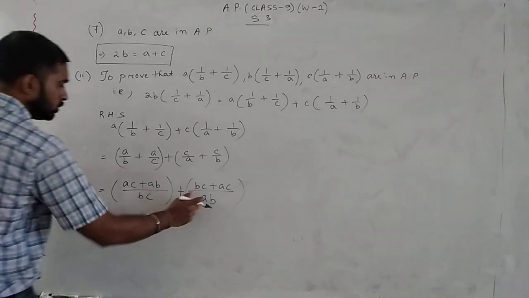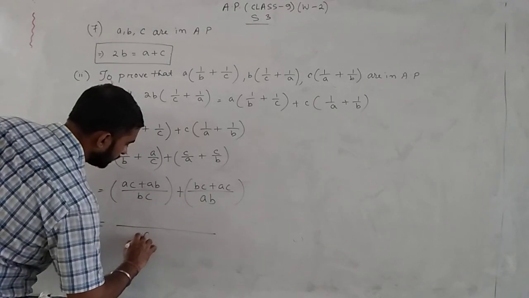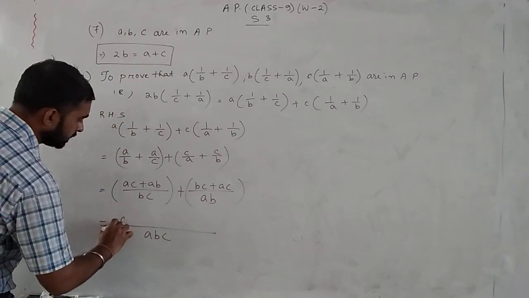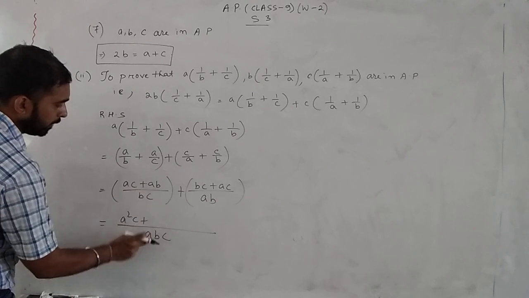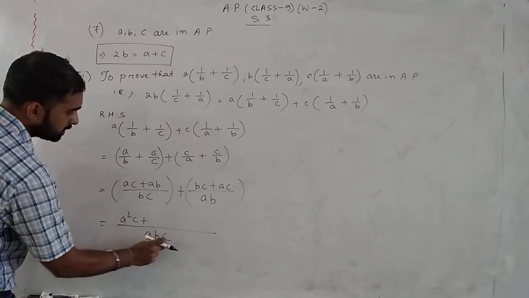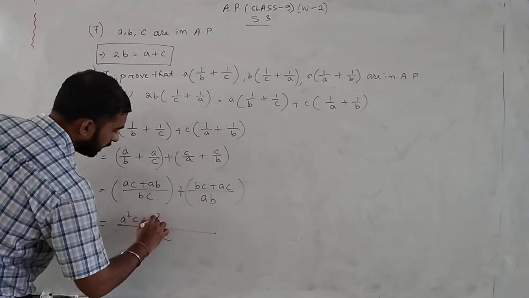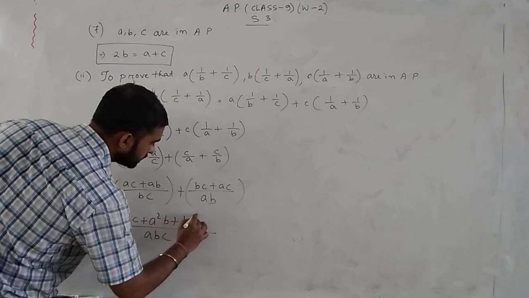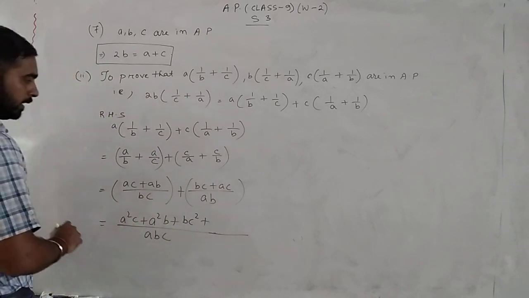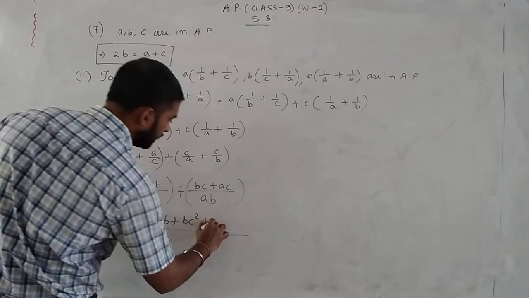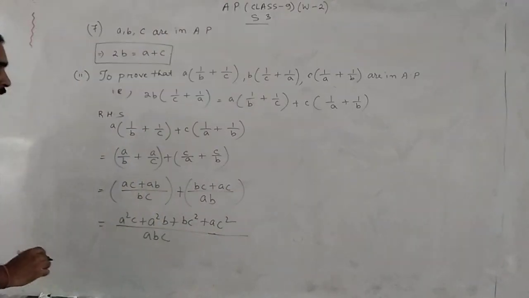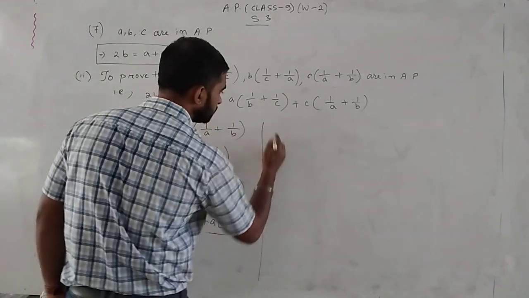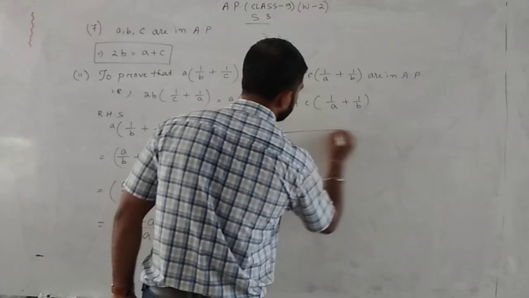Now in these two, what is the LCM? ABC. So BC cancel, A into AC, A square C. AB into BC, cancel, A into AB, A square B. AB cancel, C into BC, BC square. Then AC into C, AC square. Got it? The next, LCM ABC, same.